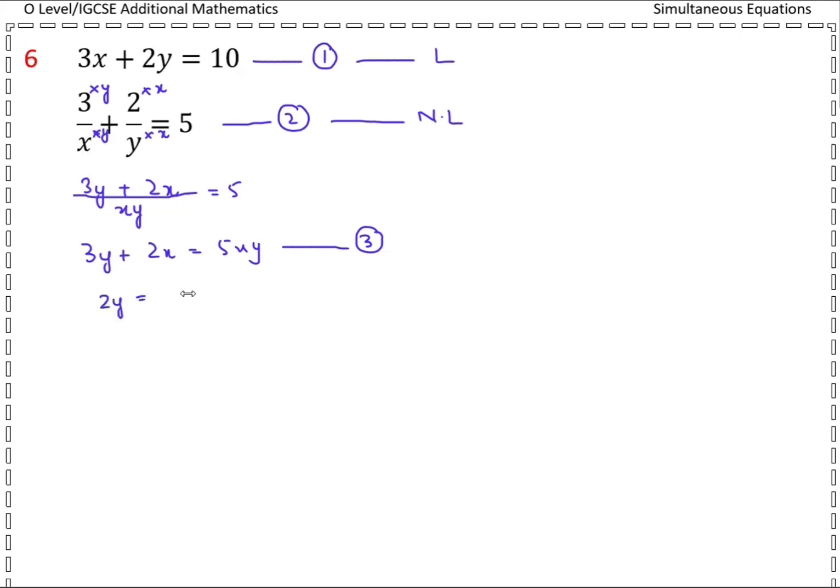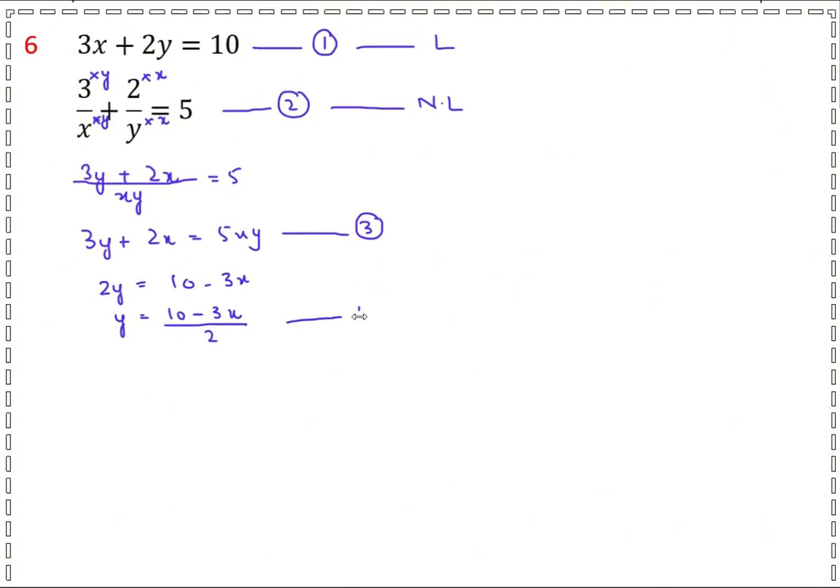So we are making y the subject from this. 2y is equal to 10 minus 3x. So y is equal to 10 minus 3x upon 2. We'll substitute this in equation 3. 3 into 10 minus 3x upon 2 plus 2x is equal to 5x into 10 minus 3x upon 2.